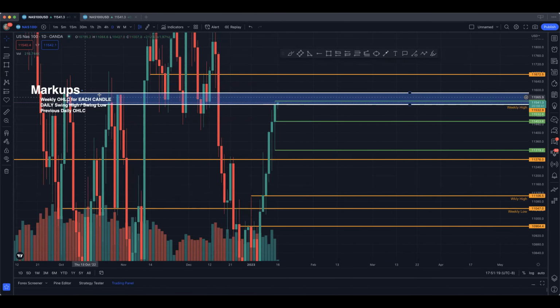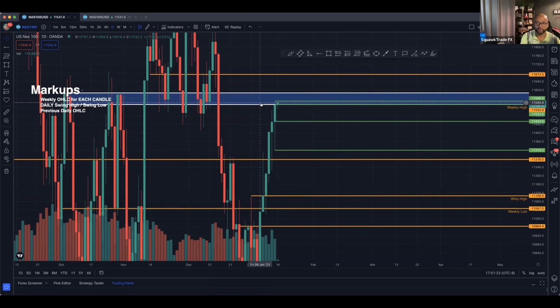Are you doing that on the wick? Yeah, so I'll do wick to body. If I'm doing the dailies, I'm looking at the wicks: the actual swing high for the highest price and the swing low for the lowest price. But if I see that level is super close to another level that I've marked, then that's when I create a zone.